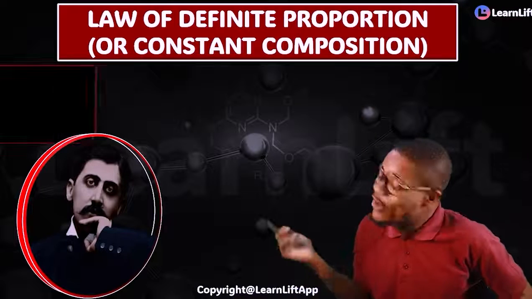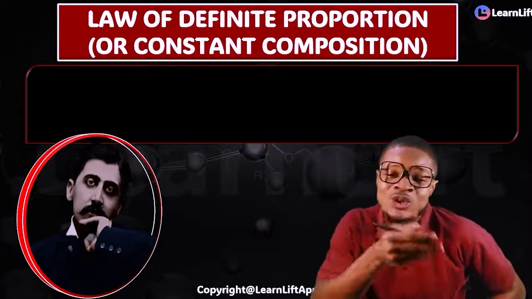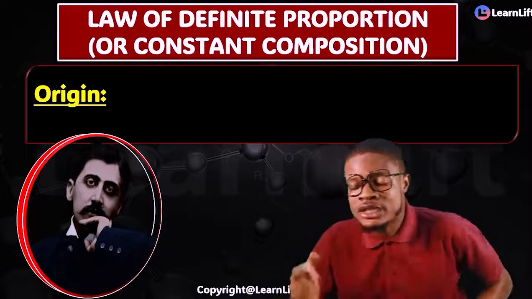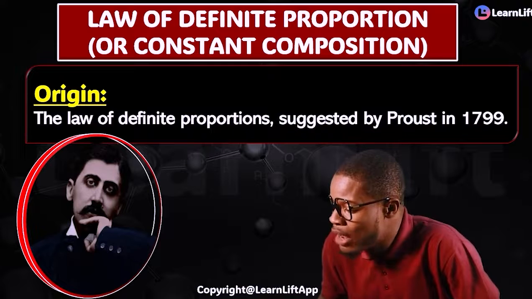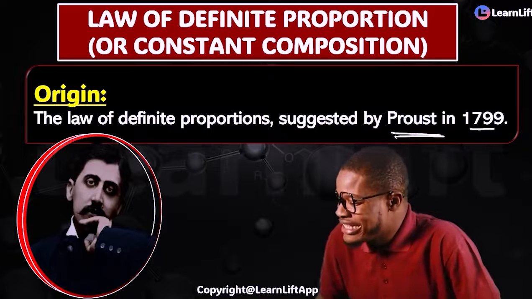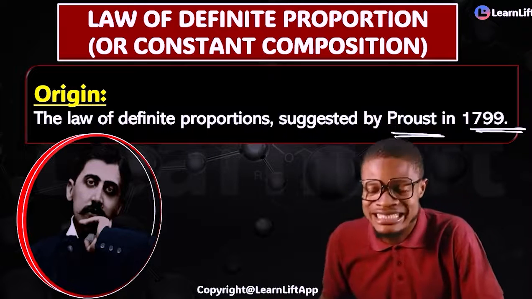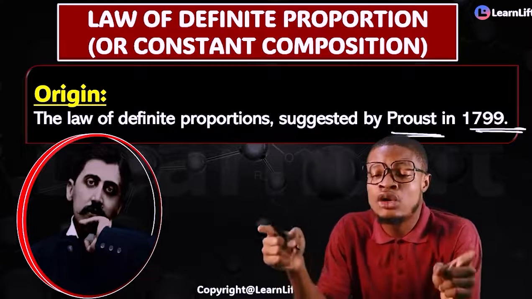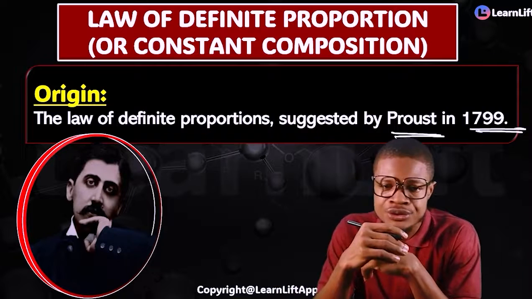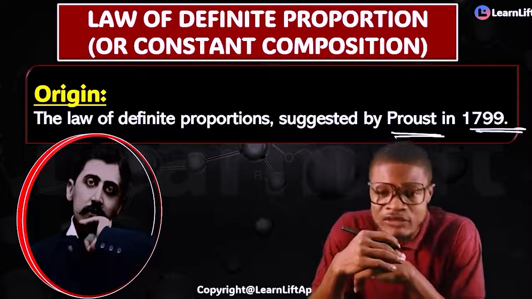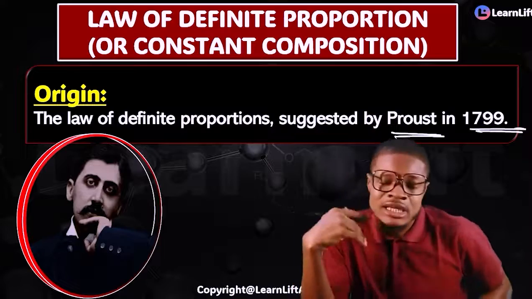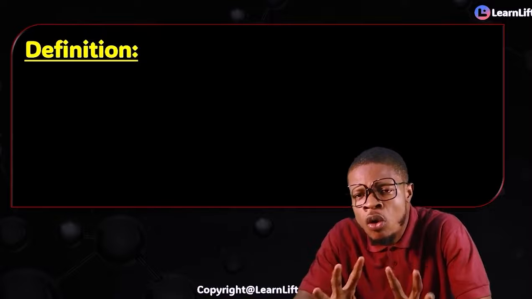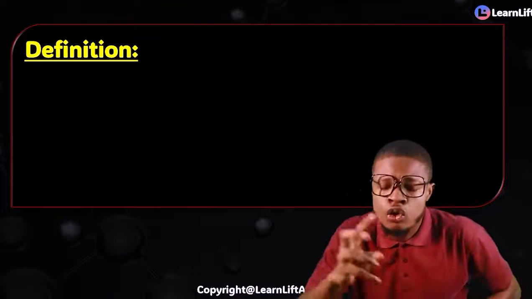Now, the first question. Who is this guy? Of course, let us look first into his origin. The law of definite proportion or constant composition is tied to Proust. So Proust in 1799, what year? 1799, he suggested the law of definite proportions. So who suggested the law of definite proportion? It was suggested by Proust in what year? 1799.